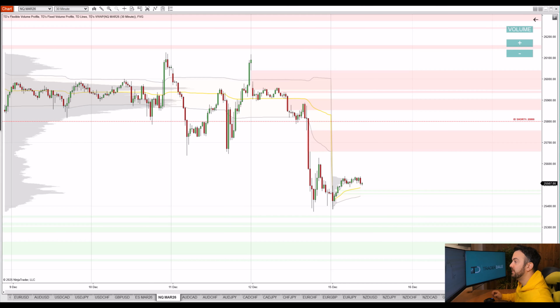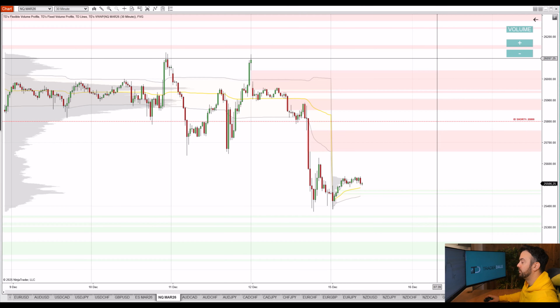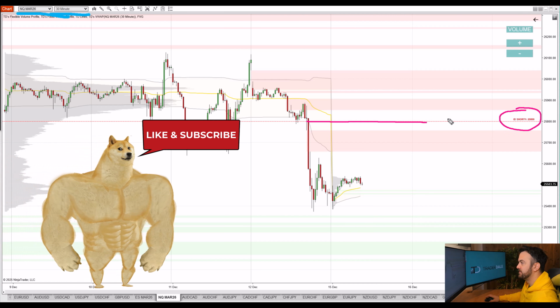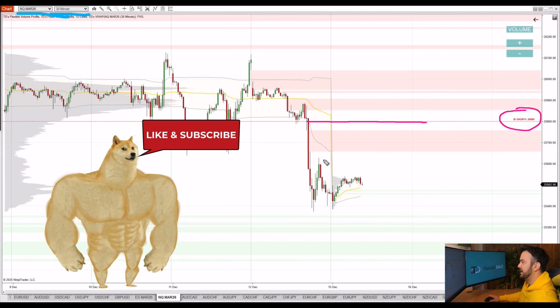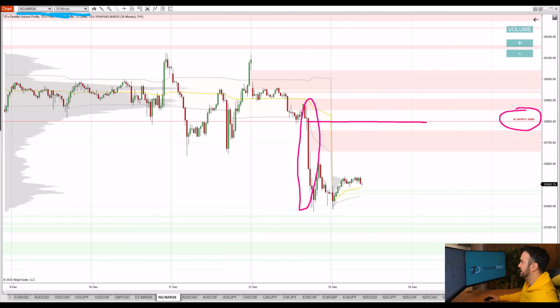What you see before you is the NinjaTrader 8 platform with my custom-made volume profile and view up indicators, and this is a 30-minute chart of the NQ. On the NQ there's a resistance which I want to show you, and that resistance is here at 25,800. Now this is based on a strong sell-off that took place on Friday.